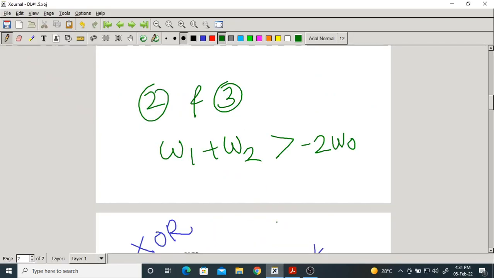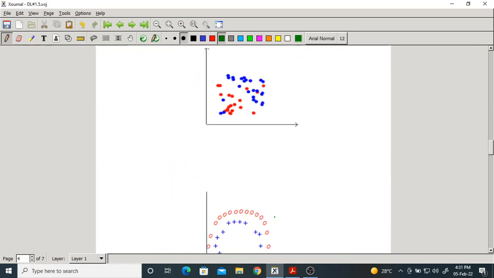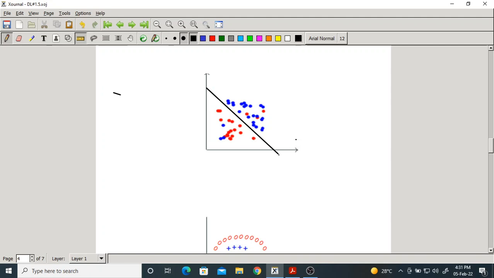Now, we have seen a non-separable Boolean function. So let me take a few more examples. It is also non-separable. Why? What is the reason? So if I draw a line like this, can this line separate blue and red points? No. So you cannot draw a line which can separate red points and the blue points. Okay, it is also non-separable.